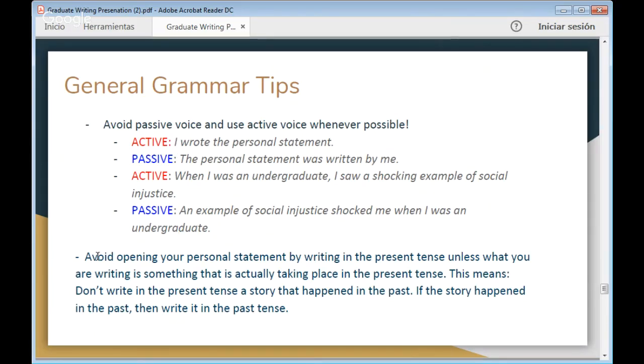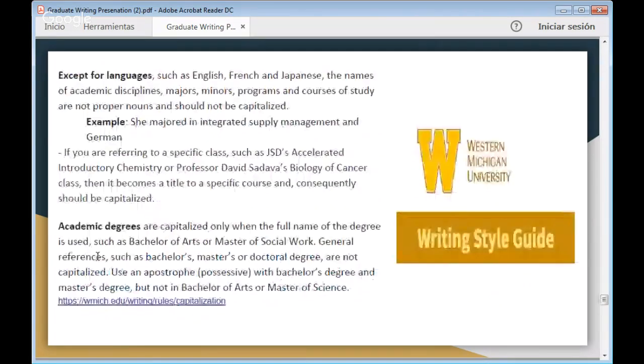Okay, so we'll go to the next one. This is from the Western Michigan University Writing Style Guide. It's a style guide that you can find online for free, and it has wonderful advice about different grammar topics or different spelling topics. Particularly as it applies to academic writing and writing about different programs, it has good advice about capitalization or just how things should be written.